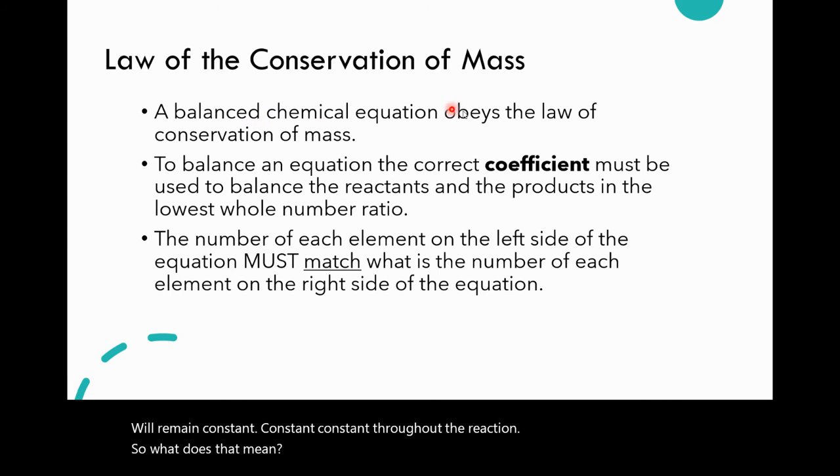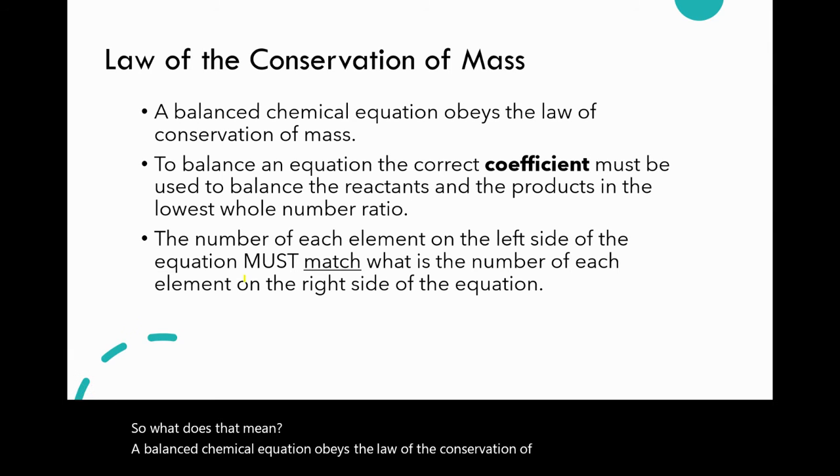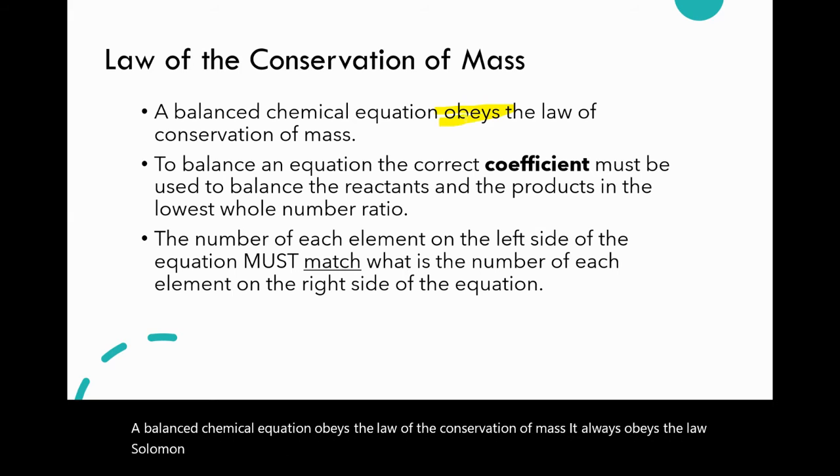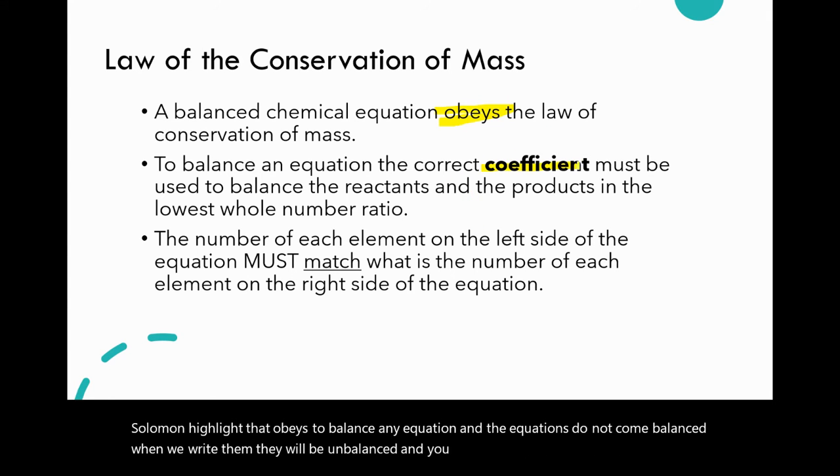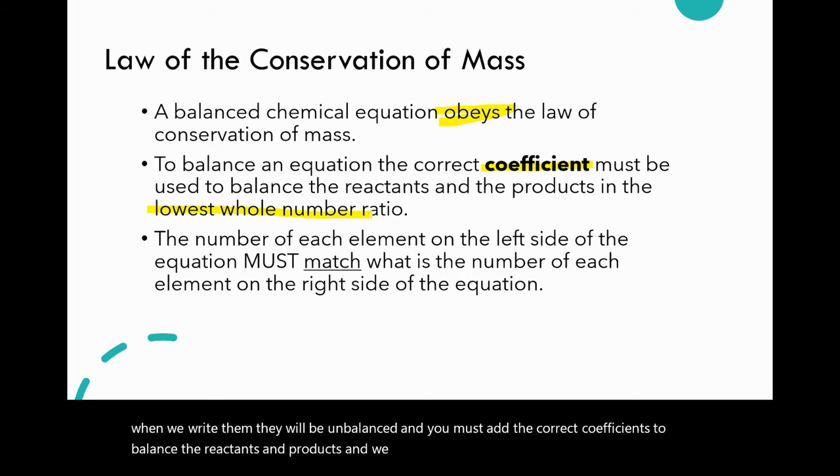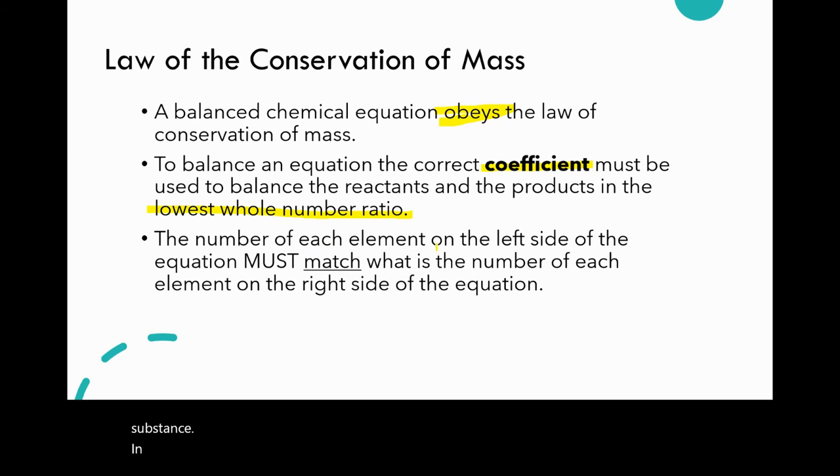Well, a balanced chemical equation obeys the law of the conservation of mass. It always obeys the law. So, I'm going to highlight that obeys. To balance any equation, and the equations do not come balanced, when we write them, they will be unbalanced, and you must add the correct coefficients to balance the reactants and products. And we always want to do this in the lowest whole number ratio, which just means we want the smallest coefficient possible for each substance. In other words, the number of each element that we see on the left side of an equation must match the number of each element on the right side of the equation.